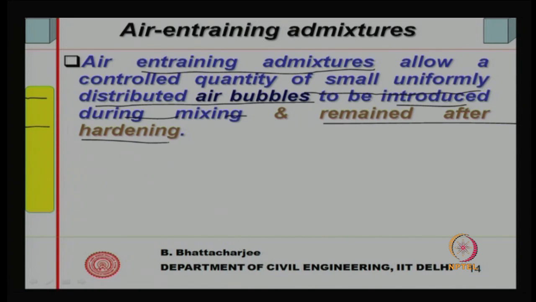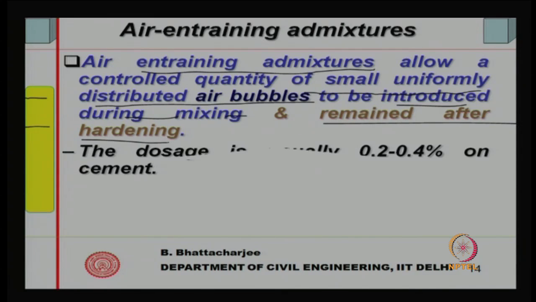So, air entraining admixtures allow small uniformly distributed air bubbles to be introduced during mixing and remain after hardening. The dosage is usually 0.2 to 0.4% on cement.